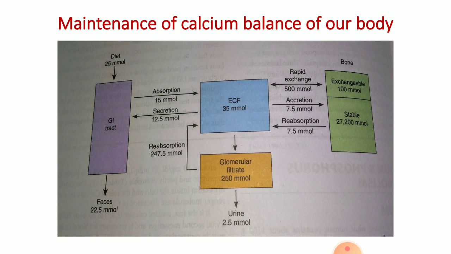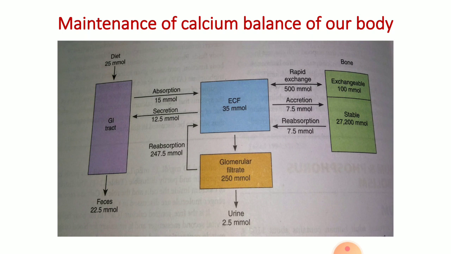That means that 2.5 which was gained through diet is excreted out through the urine. So there occurs no gain or gross loss of calcium from the body. Now this ECF calcium, that is 35 millimole, remains in a dynamic balance with different pools of calcium of the bone. I have already mentioned there occurs a rapidly exchangeable pool which contains a huge amount, almost 500 millimole of calcium.